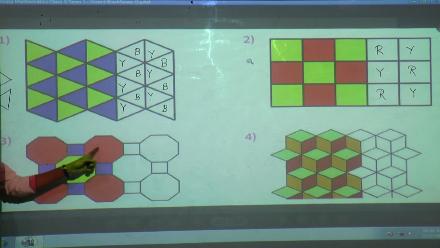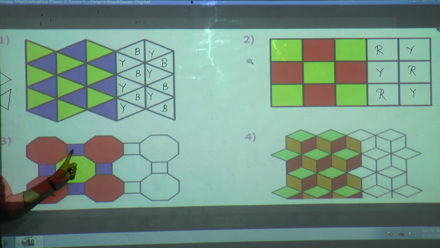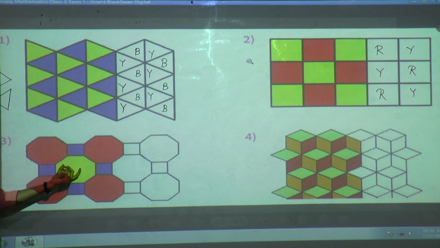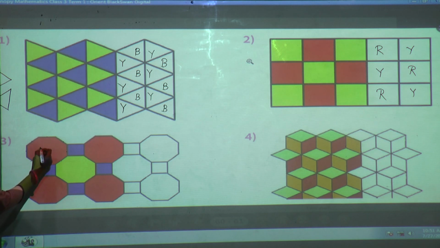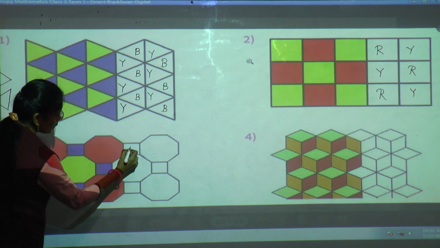Now see the colors. For octagon, here they have given red color. For square, the blue color is there. Okay. And in between 4 octagons, one more octagon is there which is a yellow color, and all squares are with blue color only. So in this way we will complete this also. Now see octagon red, blue, red. Now squares, all the squares are blue in color.